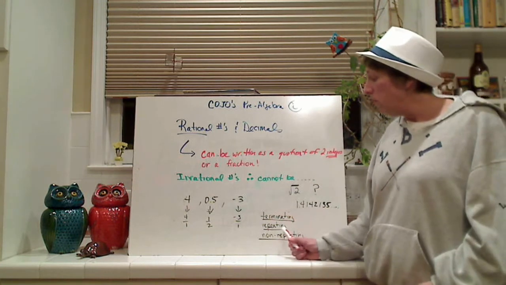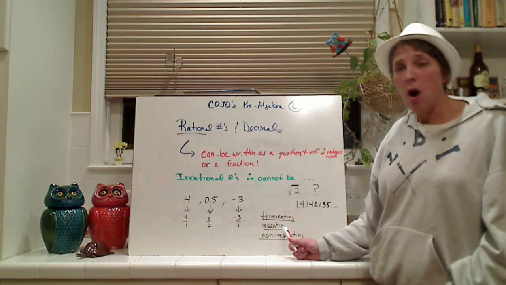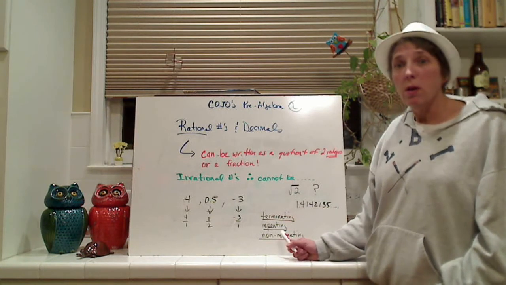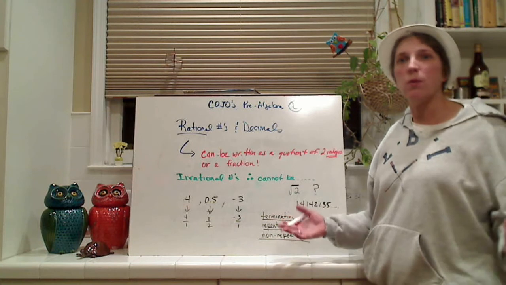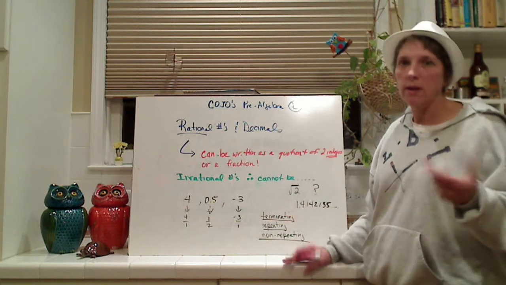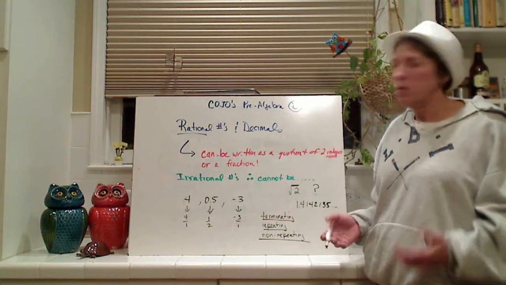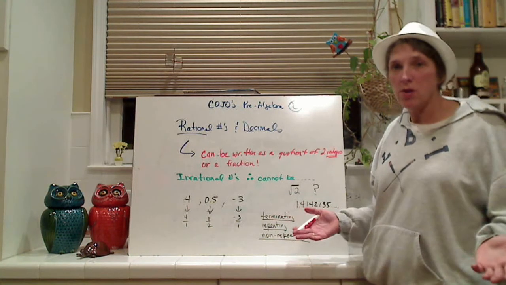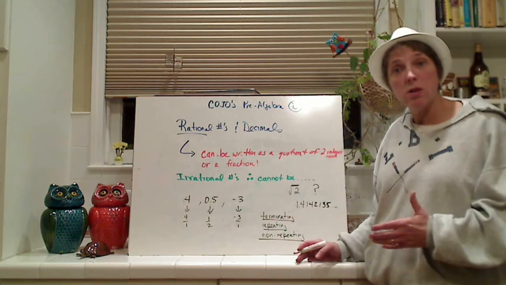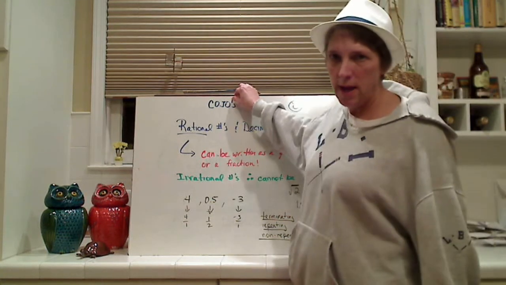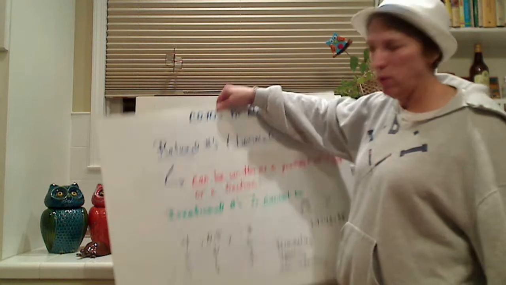So terminating and repeating decimals are always rational numbers, and non-repeating are always irrational numbers, and they're always square roots that don't come out even. Like the square root of 4 is 2. That's a rational number. But the square root of 2 is not rational. It's irrational because it has a non-repeating decimal. Okay. Got that? Very important to understand the language.